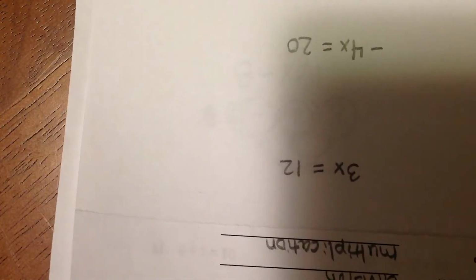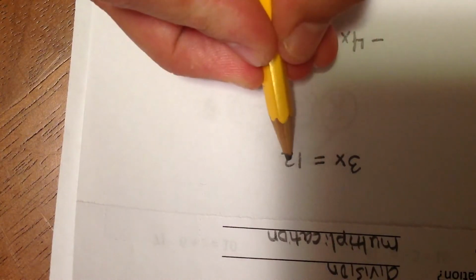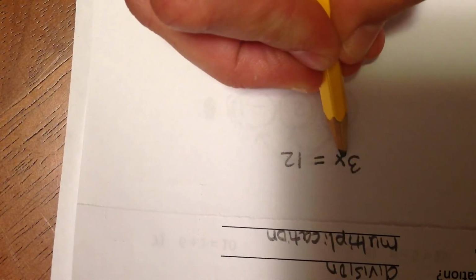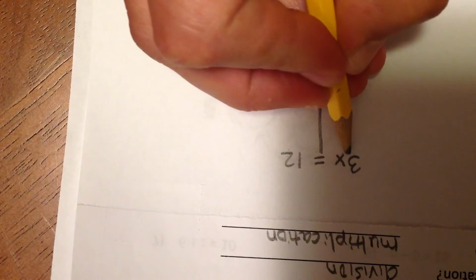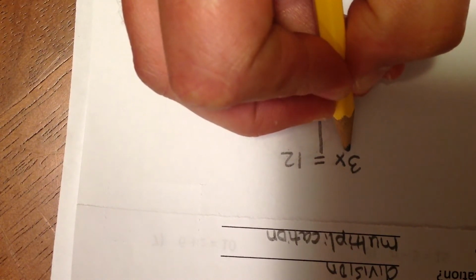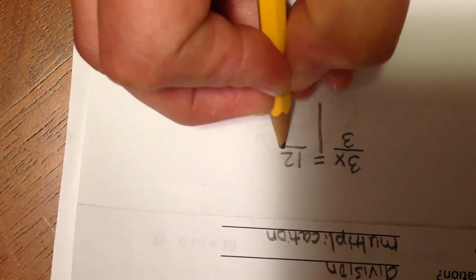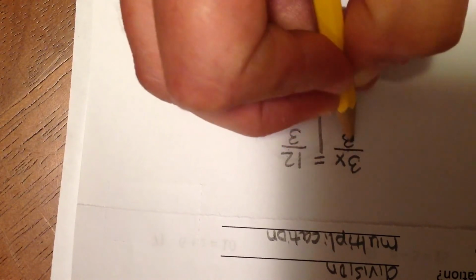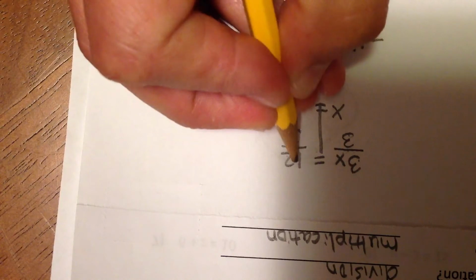Moving on to the next set. When I have a number next to a variable, that means multiplication. So I have 3x equals 12, or 3 times a number x equals 12. So I need to use the inverse operation of multiplication to isolate the variable x. The inverse operation of multiplication is division. I will divide each side by 3 to isolate the x. When I do 3 divided by 3, that's a 1 pair. So I have 1x, or x equals 12 divided by 3, which is 4.